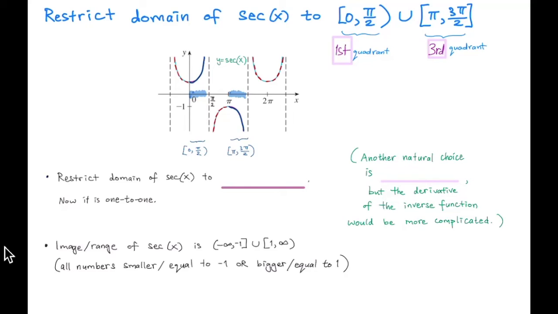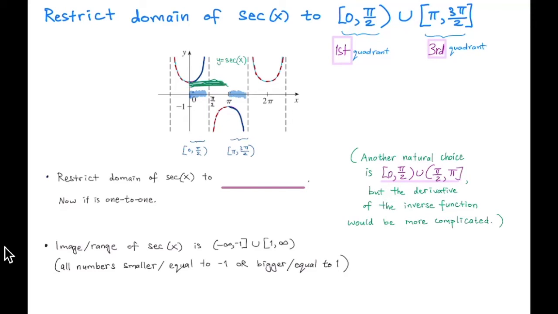Now, this is not the only natural choice. Another natural choice that might look more natural to you right now is the union of the interval from 0 to pi over 2 and pi over 2 to pi. So that would be like taking this part, taking the whole interval, except we have to remove pi over 2 because secant is not defined at pi over 2, because cosine is 0 at pi over 2.